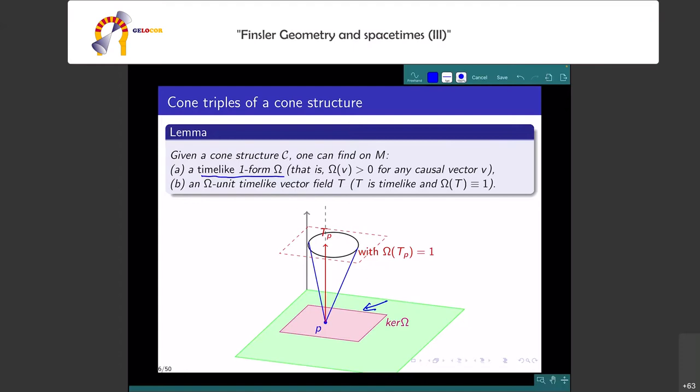Okay, this is the first element. The second element we will use is a time-like vector field, which we can assume is omega unit, okay? Omega of T is equal to one. This means that it's a vector inside the cone structure, and omega of T is equal to one. You can always find a time-like one form omega and a unit time-like vector field T, but there are a lot of different choices, okay?